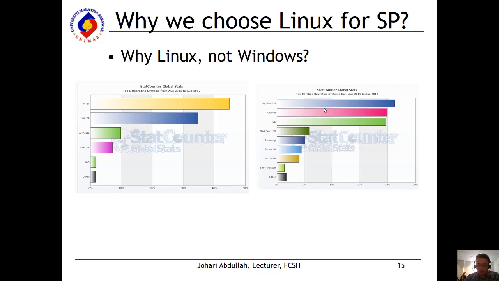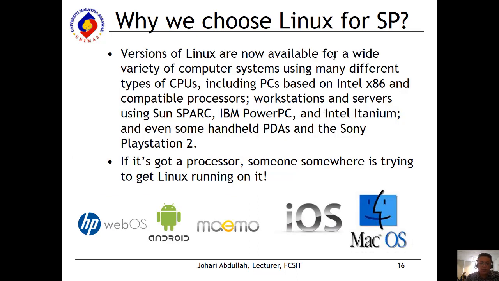But now it's actually Android. But why Linux? I think the beauty of Linux is that you can get a Linux distribution or operating system for a wide variety of computer systems. As we discussed just now, it's not limited to desktop or laptop, but you can actually get Linux for any type of system. It can be an embedded system, it can be a TV top, it can be Raspberry Pi, it can be for phones as well. So there are various platforms supported by Linux. And the last statement is that if you've got a processor, someone is probably trying to get Linux running on it, which is true.